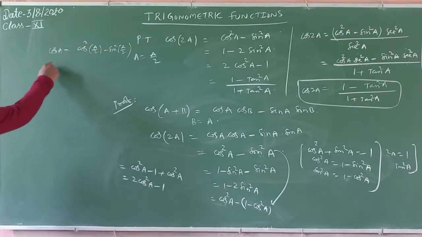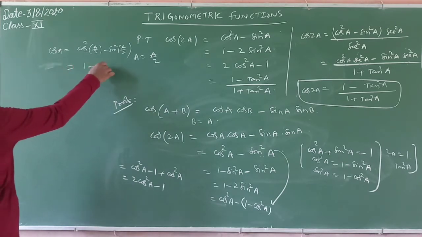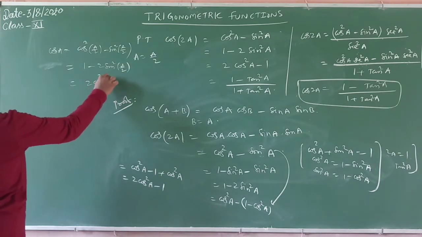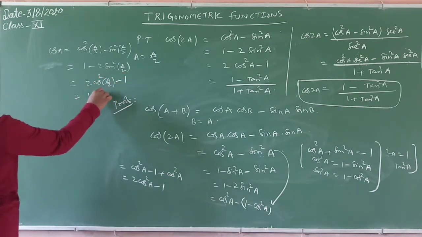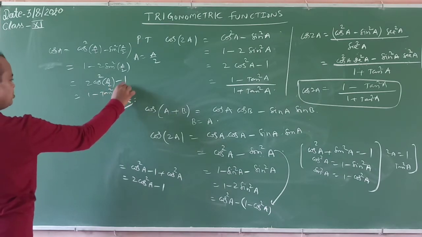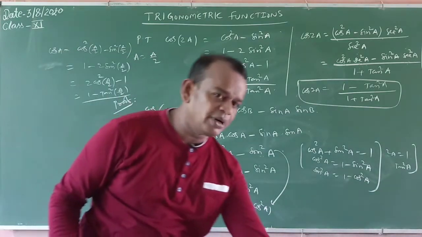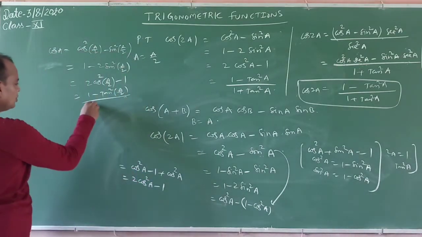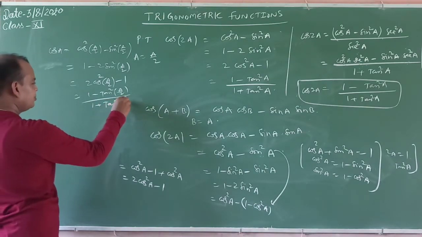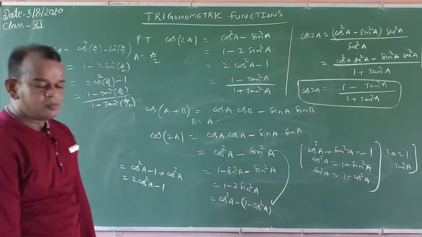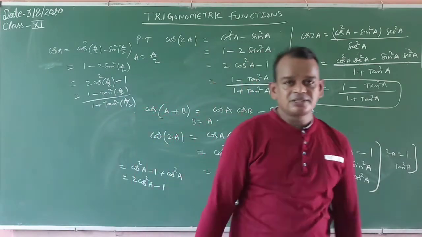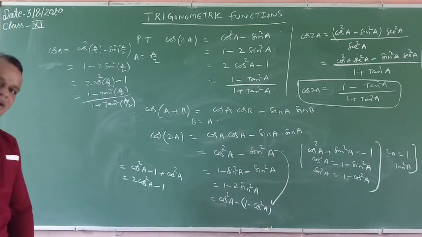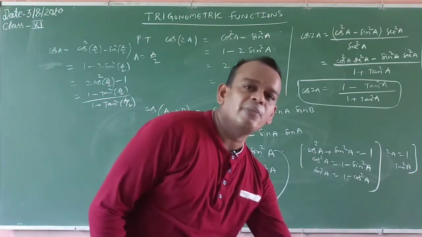What happened? Cos A is equal to 1 minus 2 sin square A by 2, 2 cos square A by 2 minus 1, 1 minus tan square A by 2 by 1 plus tan square A by 2. Okay, my dear students, understood? This is the formula for cos 2A and cos A, multiple and submultiple angles.